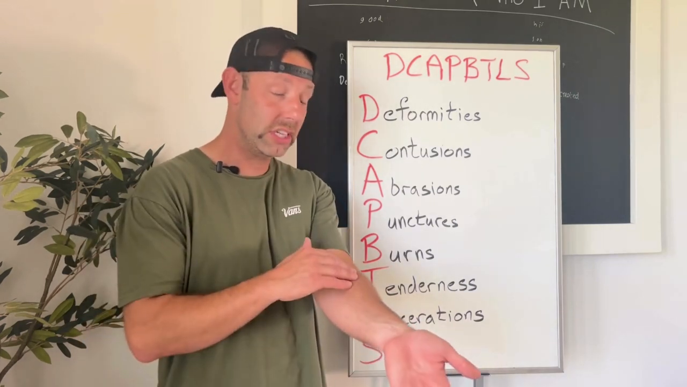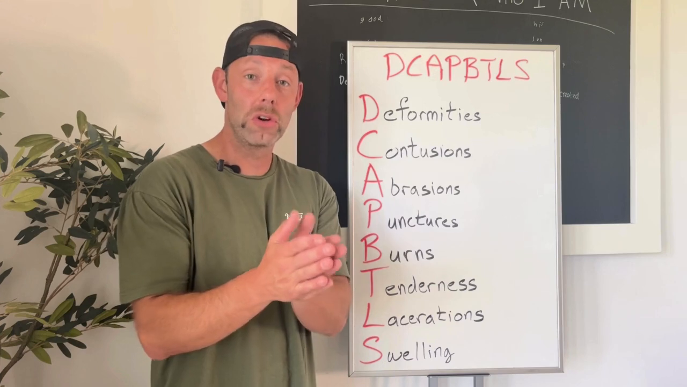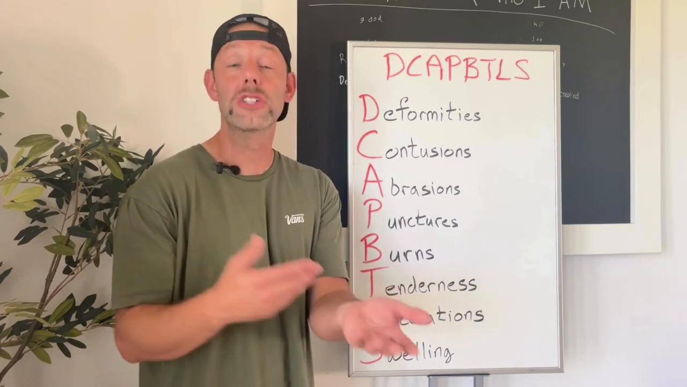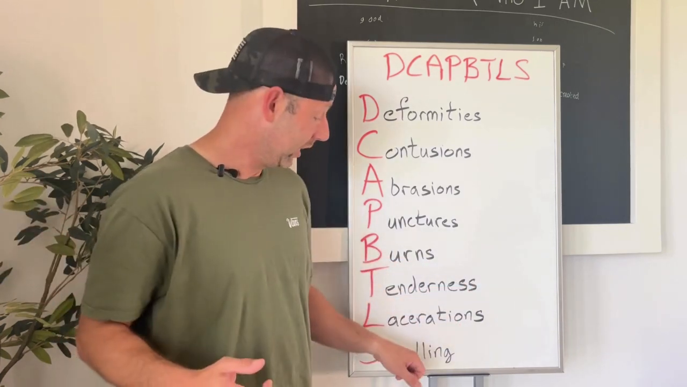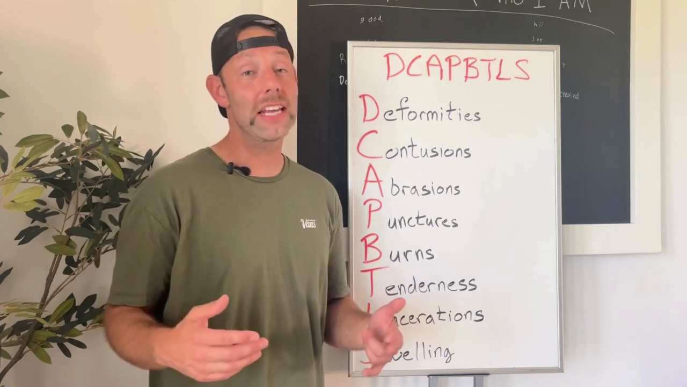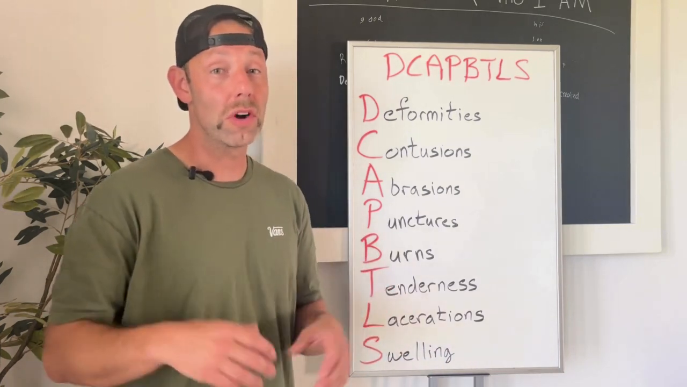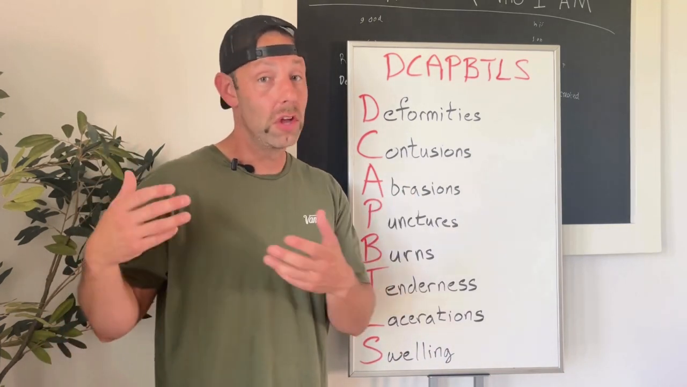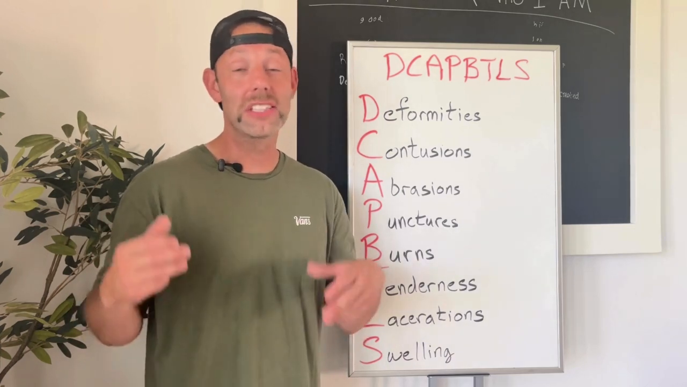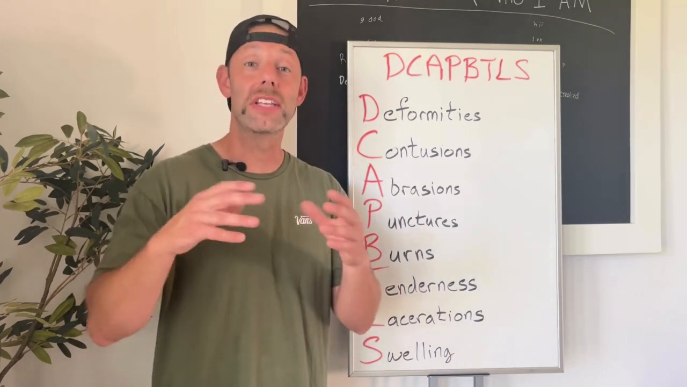Lacerations, this is anywhere where the skin has been broken and the inside world has now been exposed to the outside world. Their body is exposed to the environment. And last, swelling. Swelling is going to be an indicator of healing or trauma. The body's flooding that area with blood and white blood cells and platelets, everything it needs to do to create that healing and protect that area.